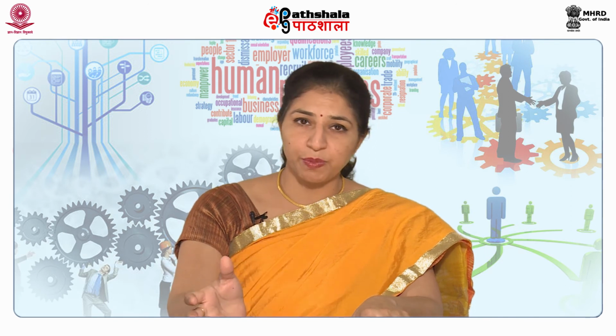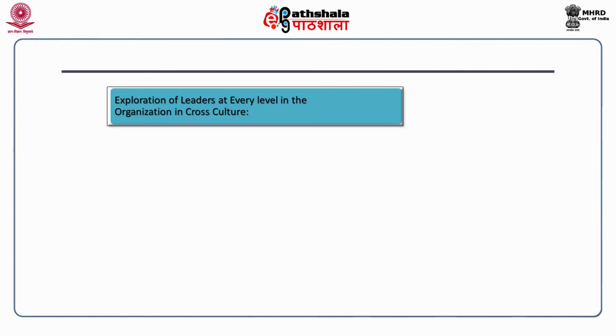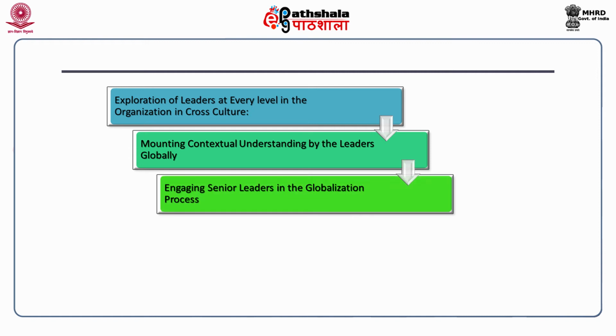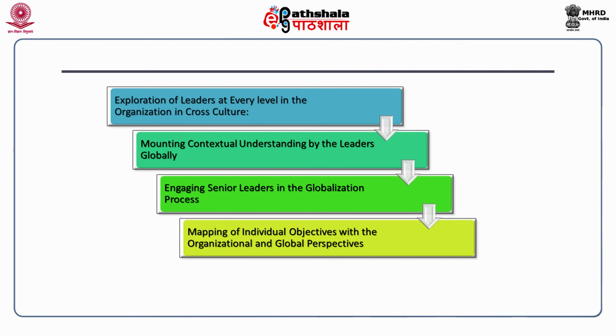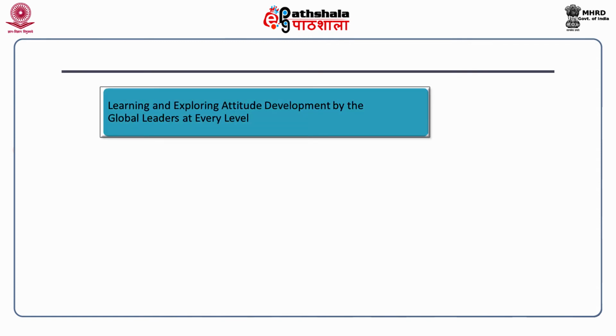The phases elaborated below may be considered the major root causes of developing global leadership in multinational corporations. Exploration of the leaders at the entry level in the organization in cross-culture. Next is mounting contextual understanding by the leaders globally. Another is engaging senior leaders in the globalization process. Mapping of the individual objectives with the organization and the global perspective. Another is building trust and collaboration through consistent conversation among the international team. Learning and exploring attitude development by the global leaders at entry level.